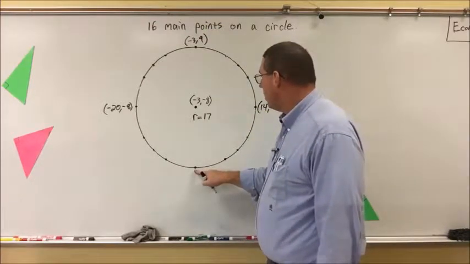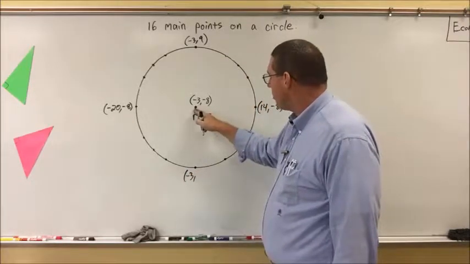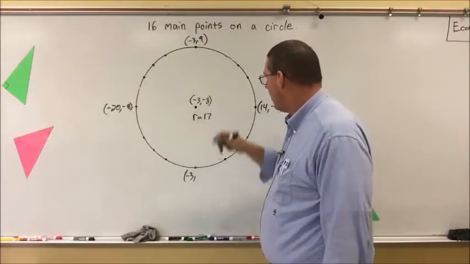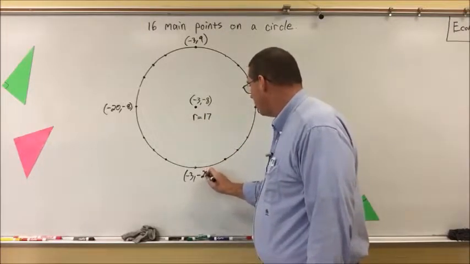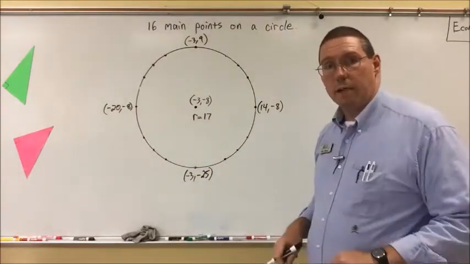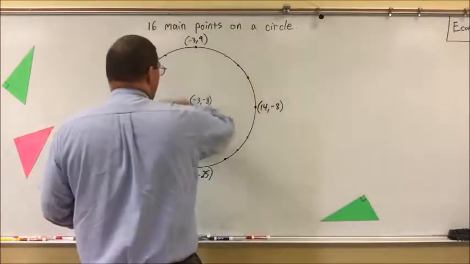This point down here is going to have the x-coordinate of -3, and the y-coordinate is going to decrease by the radius. It's going to decrease by 17. -8 minus 17 is -25. And so this is the point -3 and -25. So I've just knocked out 4 of the main points. Now I'm going to start up over here. I'm just going to go counterclockwise.